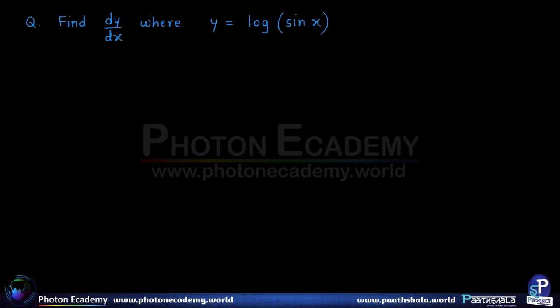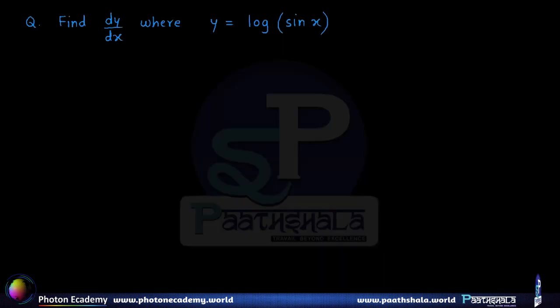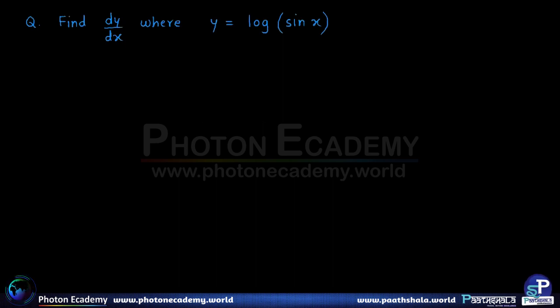Find dy by dx where y is given as log of sin x. The important trick to find the derivative using chain rule is that whatever function is given to us, we should describe it from outside to inside. That means, what is the outermost function here? As we see, it is a log. Inside the log we have sin, and then we have the actual variable x. So it is log of sin of x.